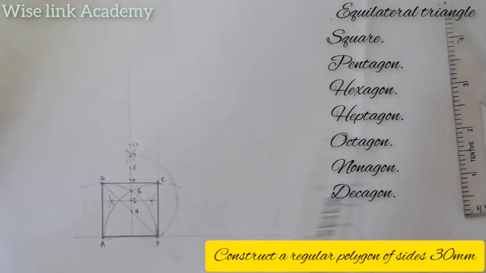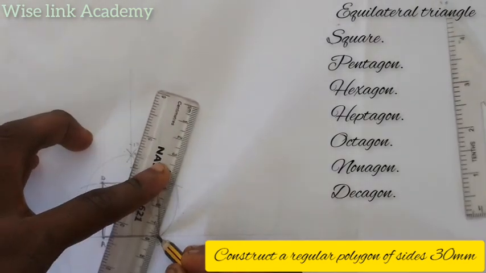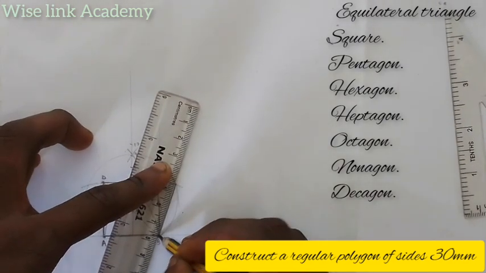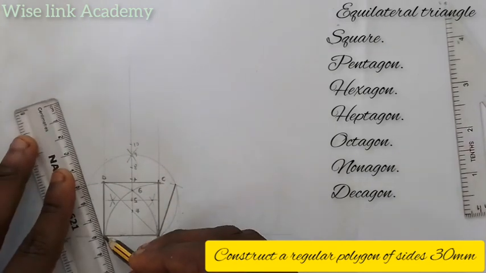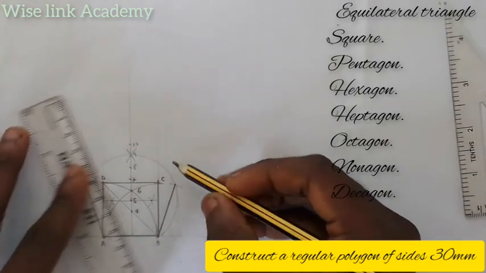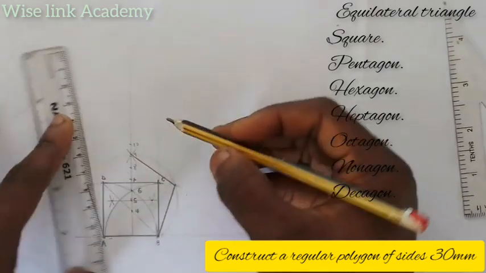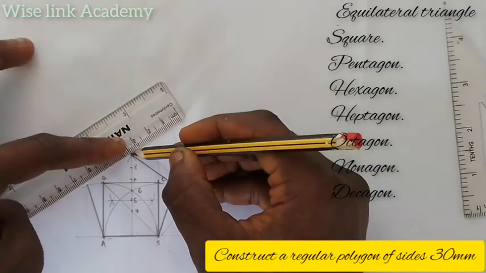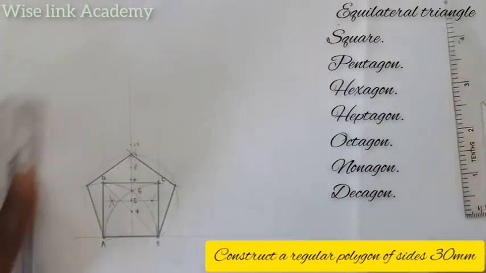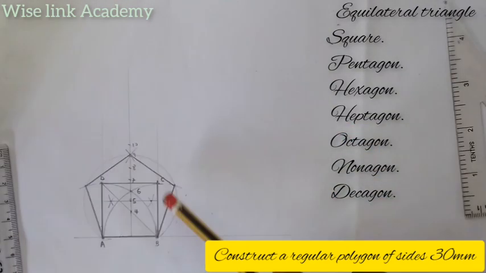So now simply join those points with your meter rule. So I will join this point here to this point. I have 1. This point here to this point. I have this point here to this point. I have this point here to this point. I have this. So this is a pentagon, right? It has 5 sides being equal, right?